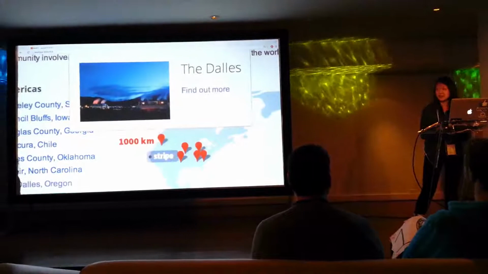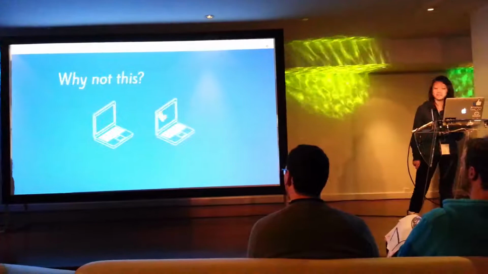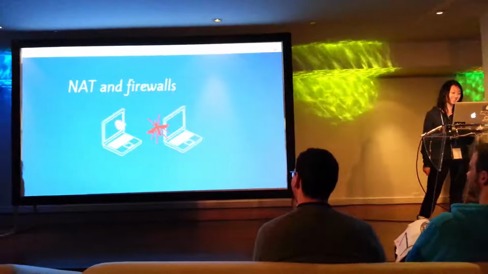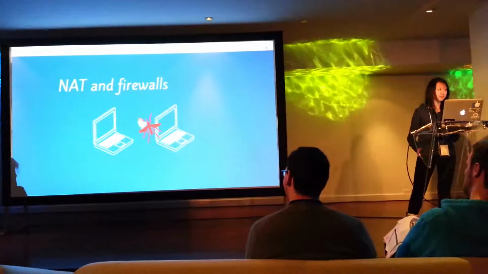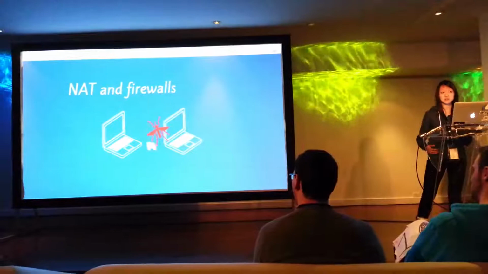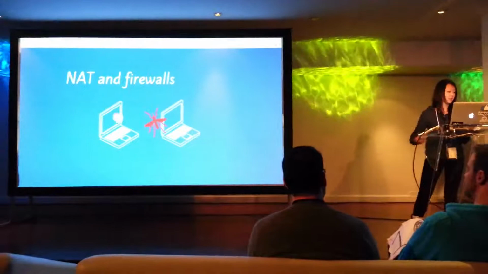So instead of this, why can't we take out the server and do this instead? Well, it's hard. Some of you probably know about NAT, but I'll explain it briefly. NAT is simply a sort of IP mask. It stands for Network Address Translator and turns your internal IP address, which you guys are used to seeing as like 192.168.something.something, to a public IP address.